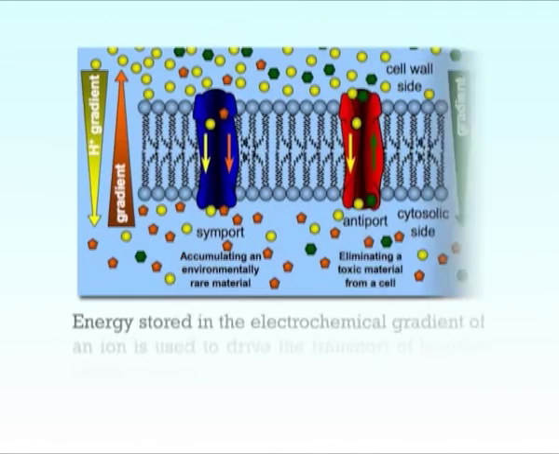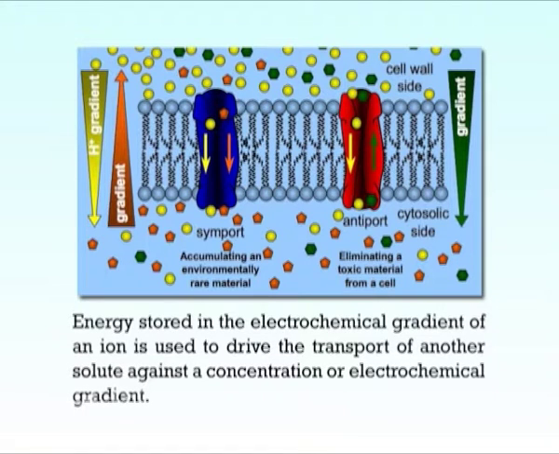Symport and Antiport transport systems make up secondary active transport, which is a form of active transport across a biological membrane in which a transporter protein couples the movement of an ion, which is typically sodium or hydrogen ion, down its electrochemical gradient to the uphill movement of another molecule or ion against a concentration or electrochemical gradient. Thus, energy stored in the electrochemical gradient of an ion is used to drive the transport of another solute against the concentration or electrochemical gradient.